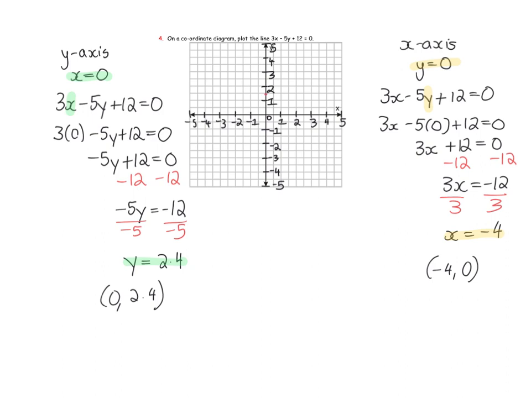and we have minus 4, 0, which is here. Then, the last thing we do is we join these together, and we ensure that the line continues on after this. You're drawing it with a ruler to make sure that it's completely straight, and that's the end of this example.